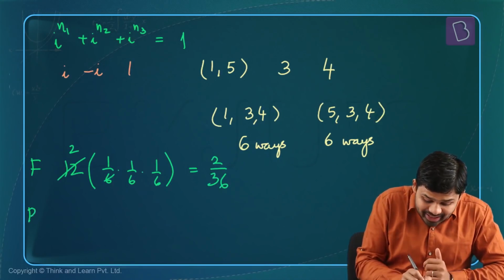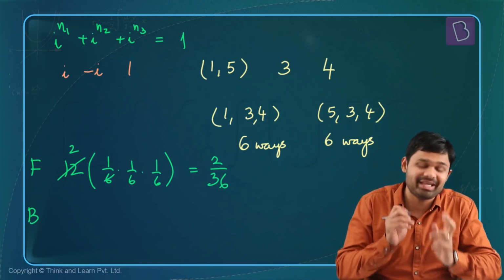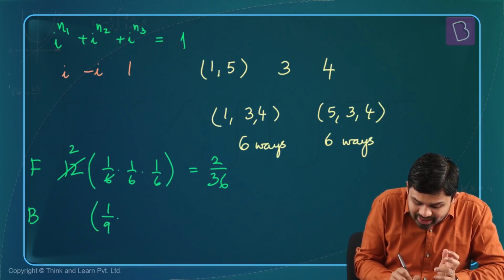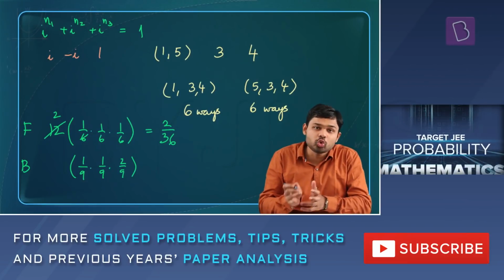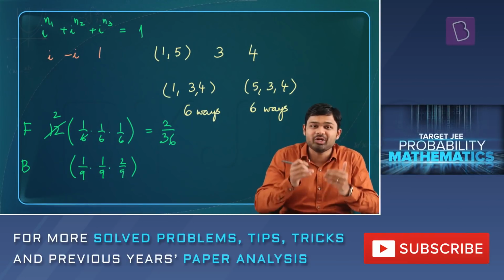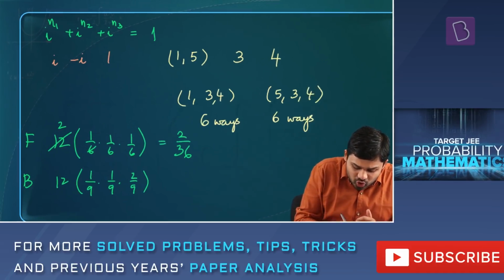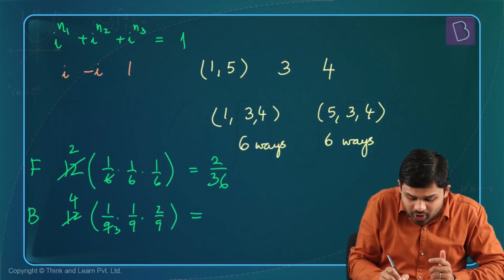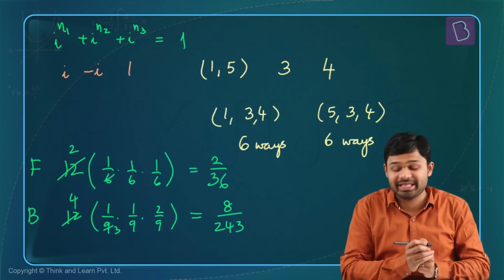So with the biased die, things are going to be different. 1, 3, 4: there are 2 odd numbers and 1 even number. So that's going to have a probability of 1/9 into 1/9 into 2/9. And the other case also has 2 odd numbers and 1 even number, so 1/9 into 1/9 into 2/9. So you can multiply all that by 12. So you're going to get a 4 here and a 3 here. So that's going to be nothing but 8 over 243.